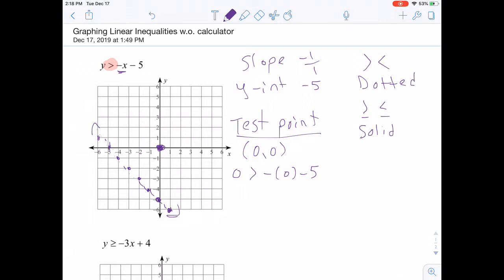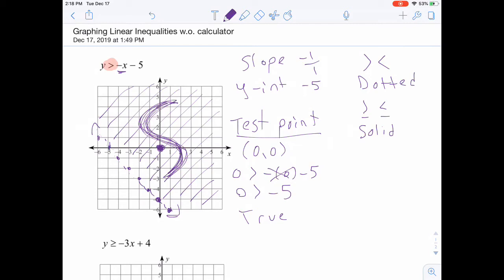And I'm going to see if this is true. On the left-hand side, I have 0 is greater than, negative 0 cancels out, negative 5. 0 is greater than negative 5 is true, which means 0, 0 is included in my solution set. So I'm going to shade everything towards 0, 0, including 0, 0. My solution is going to be all points in the shaded region, except points on the line. Again, I'll talk about that in a little bit.